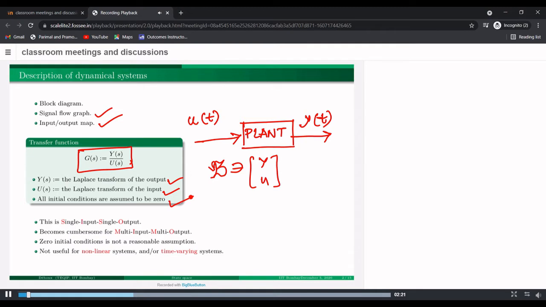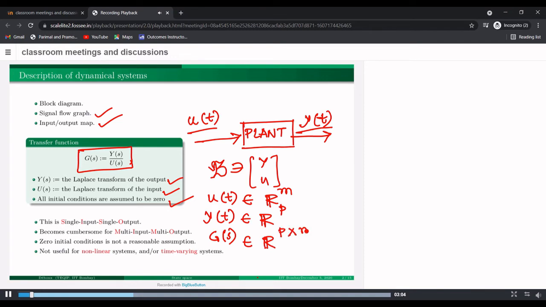Now, in this scenario, what we are assuming, however, is that this is a single input, single output system, that the number of inputs is just one, the number of outputs is also just one. So if there are multiple inputs and multiple outputs, like for example, if u(t) at every point of time is m valued, and suppose y(t) at every point of time is p valued, then this transfer function G(s) will no longer be a transfer function, but rather a matrix that has p rows and m columns, where the entries are all rational functions in the Laplace variable s.